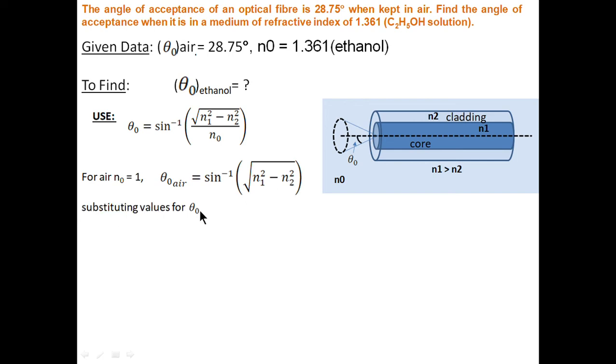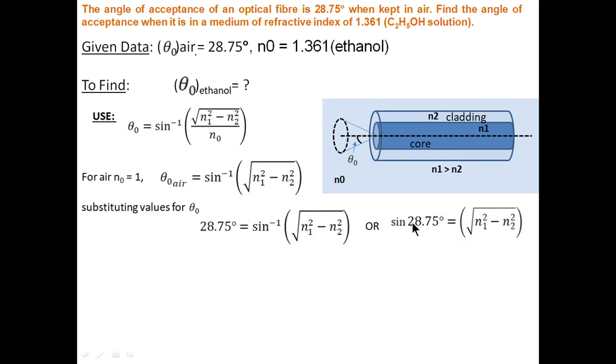By substituting the value of theta naught, you have 28.75 degrees equals sine inverse of root of n1 square minus n2 square. Well, you find a dead end here. You have a couple of unknown variables. If you have only one variable, it is easy to solve. So take the inverse function on both sides, and sine inverse and sine cancel. Sine of 28.75 is equal to root of n1 square minus n2 square.